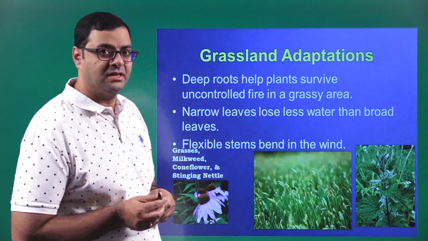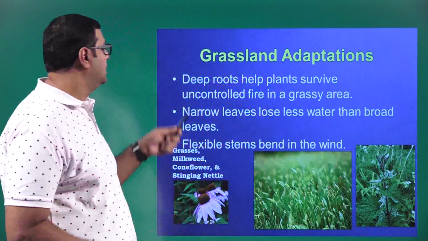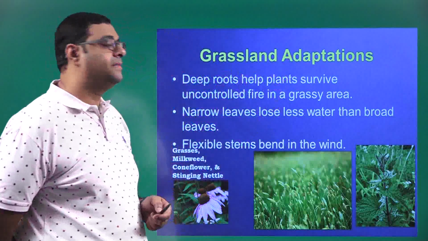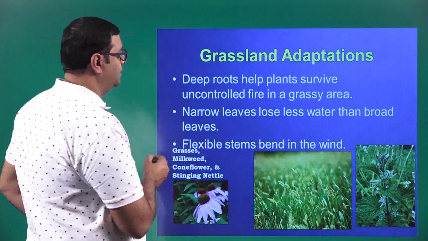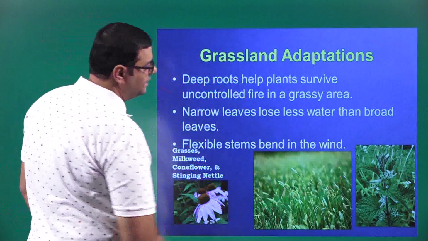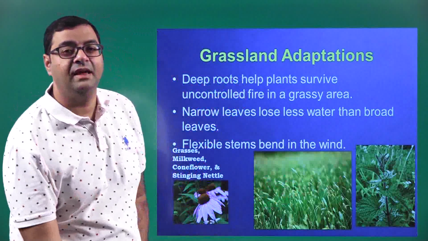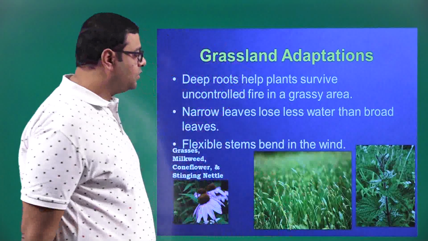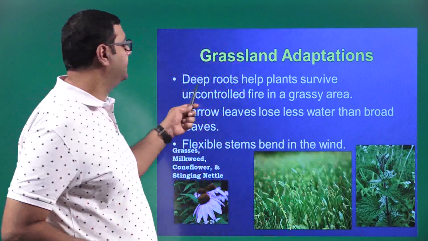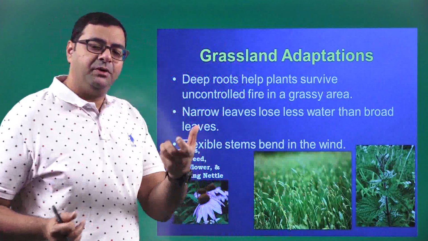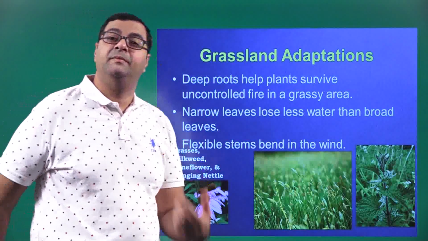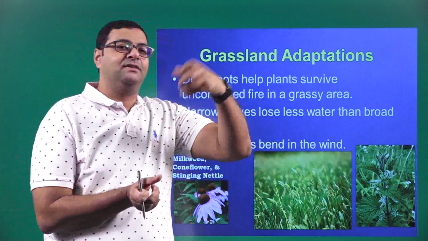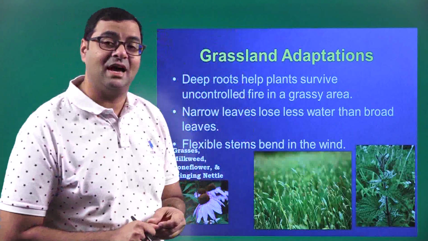grassland adaptations. Now what are these grassland adaptations? Deep roots help plants survive uncontrolled fire in a grassy area. So these plants have deep roots. The roots go very, very deep into the soil. So when they go very deep into the soil, what will happen? Even though there is a fire, because there are roots deep down at the bottom, the fire will not be able to reach there and burn the roots. So after the fire is over, the plant will start growing again, because the roots are intact.